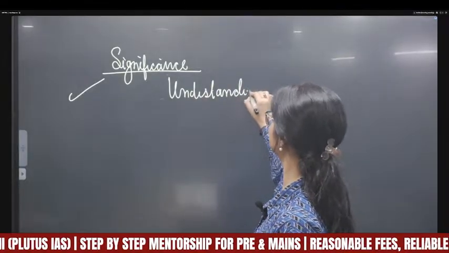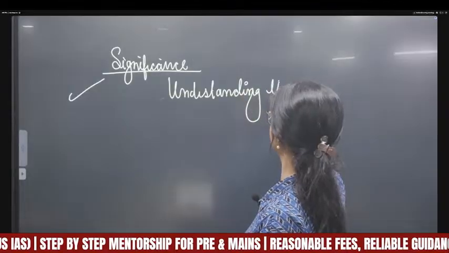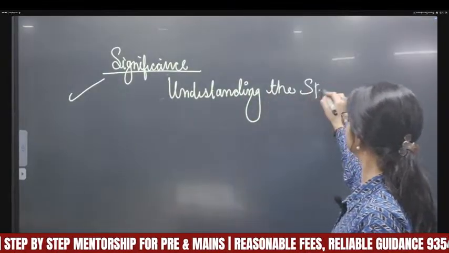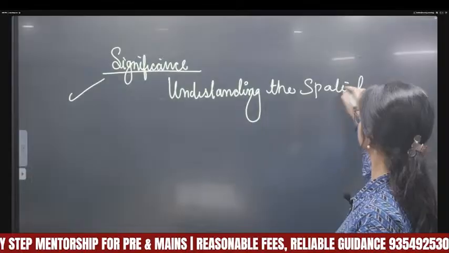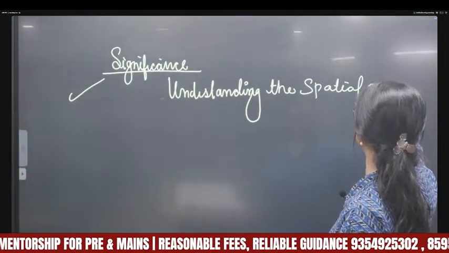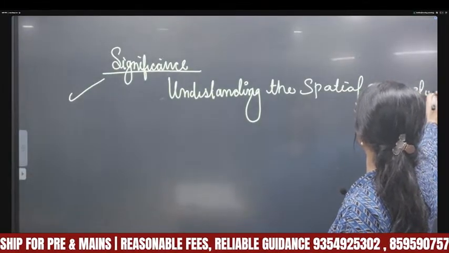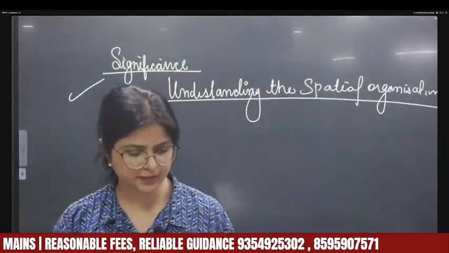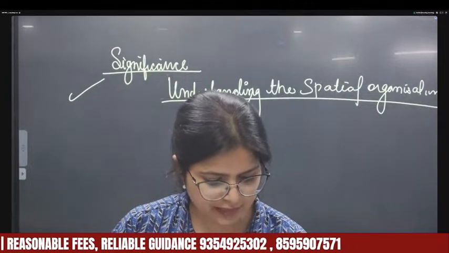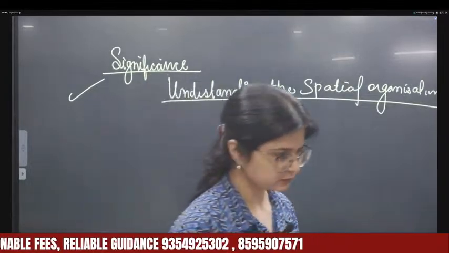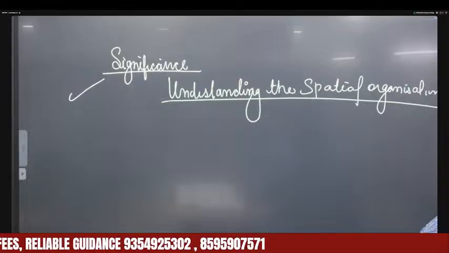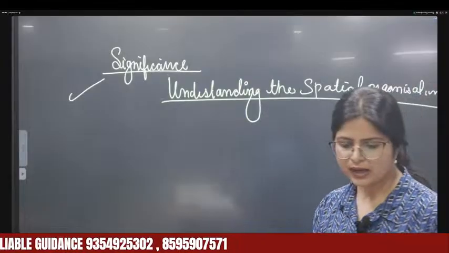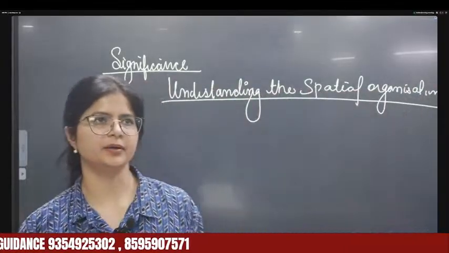You have to understand how the links are being created. Understanding the spatial organization: how links are made, why they are made, and what the important links are. It also tells us which places are most important. Write down: spatial systems help geographers explain why activities occur in a particular location.